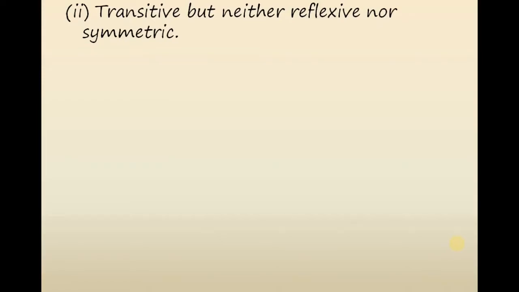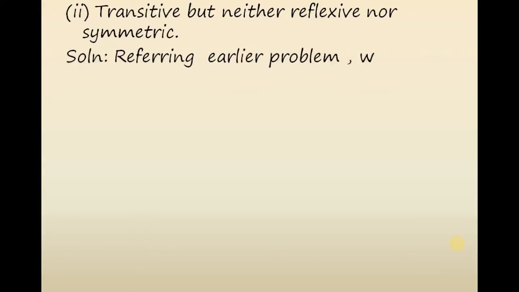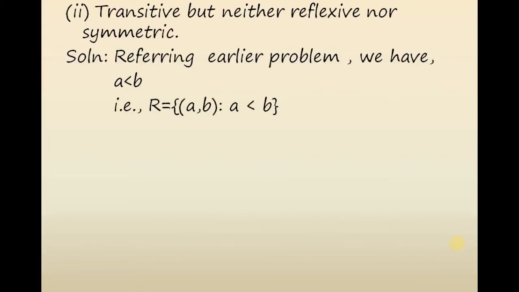So let's go to the second one. It has to be transitive but neither reflexive nor symmetric. Do you remember we had previously solved a problem whose condition was A must be less than B. If you take it for reflexive, that means A must be less than A, which is not right logically. A is equal to A, right? So it is not reflexive, just like they're asking.